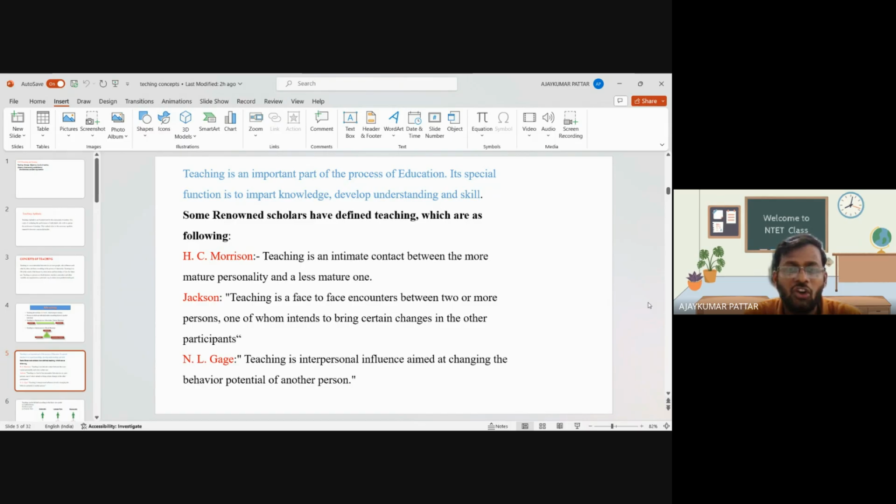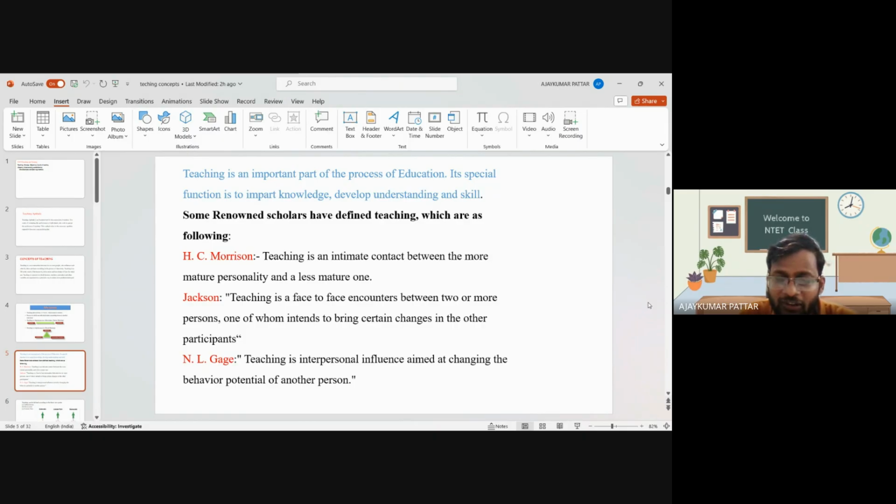Then some scholars have defined teaching as follows. All of you know that if a particular definition is there, different authors and scholars will define it in a different manner. For example, for epidemiology, a lot of definitions are there, but we will take the standard one. Some scholars have given different definitions according to their opinion. According to Morrison, teaching is an intimate contact between the more mature personality and less mature one.